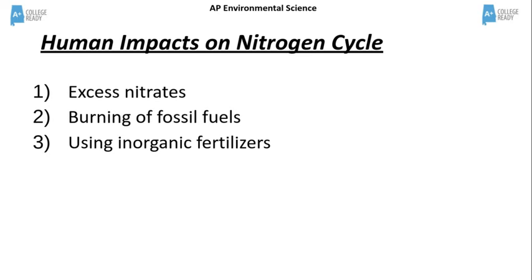Humans can impact the nitrogen cycle in several ways. Excess nitrates are introduced into ecosystems through the use of fertilizers. Since nitrates can dissolve in water, the excess can get into water bodies through runoff caused by irrigation. This can then lead to eutrophication, which leads to hypoxia, which is low oxygen levels in the water, resulting in death to aquatic organisms. Burning fossil fuels also introduces nitrogen into ecosystems in the form of nitrogen oxides. This can lead to smog and acid rain.